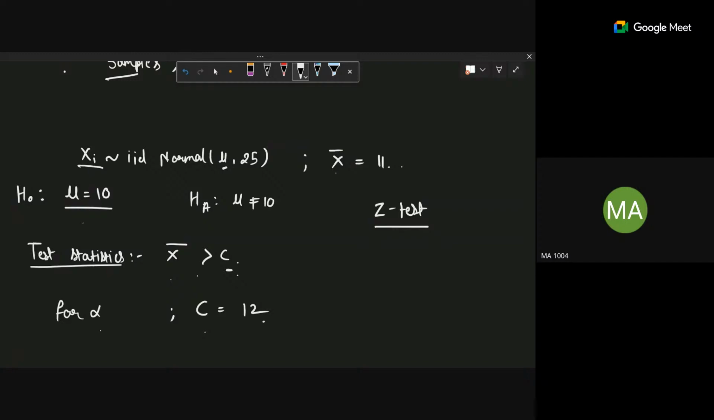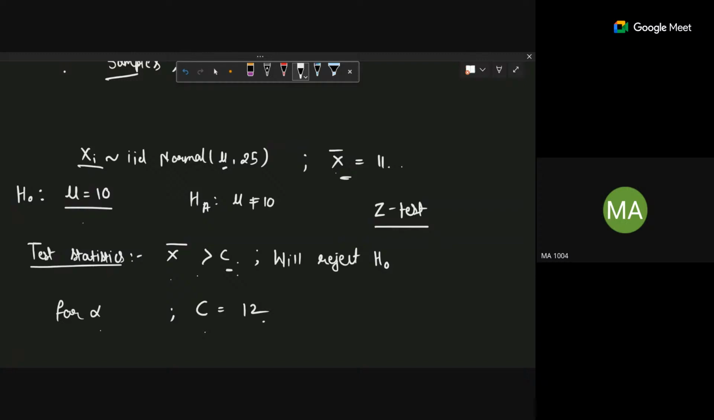What will you say? Here x bar is less than 12, right? See, your x bar is 11. What does the test statistic say? x bar greater than c is for what? If our x bar comes greater than c, then we will reject or accept? Reject. Reject what? H naught or HA? H naught. Okay.